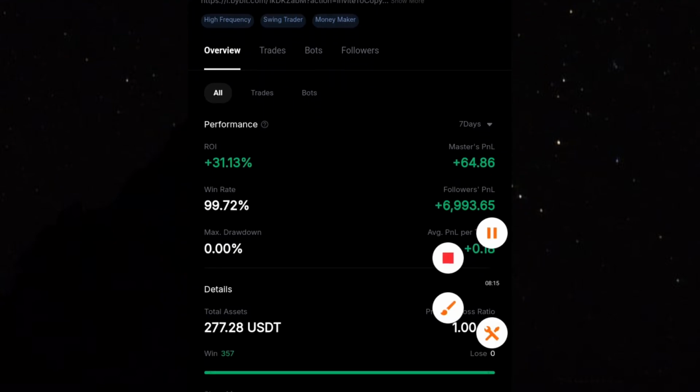Okay, so performance, you need to see their performance, whether they have been making profit or making losses. This performance is based on the last 7 days, but you can actually toggle it to 30 and 90.